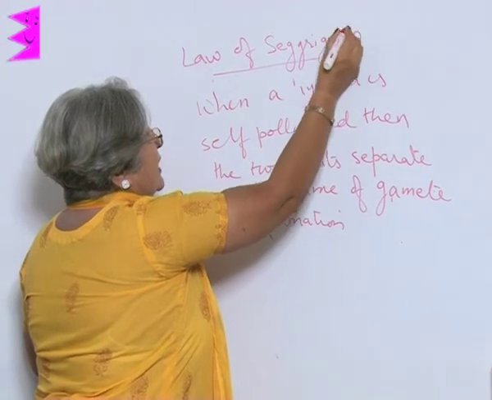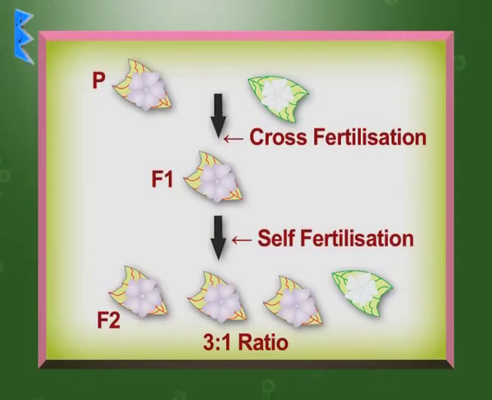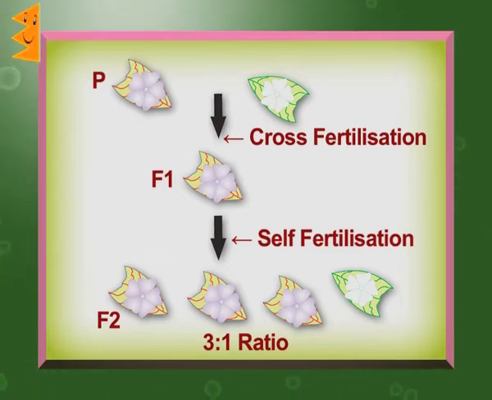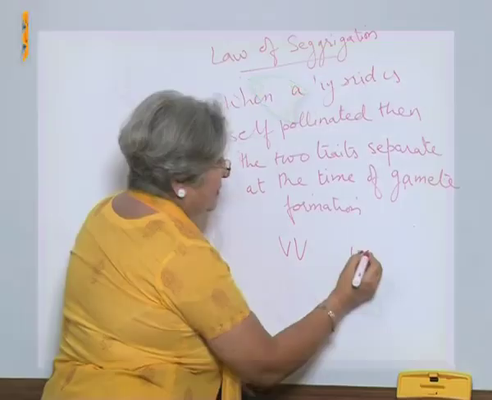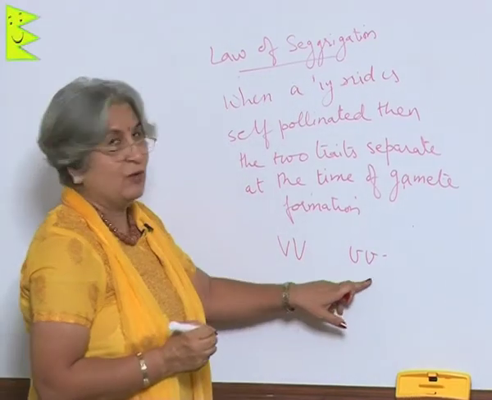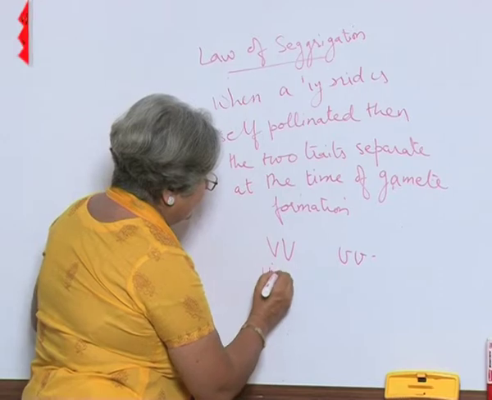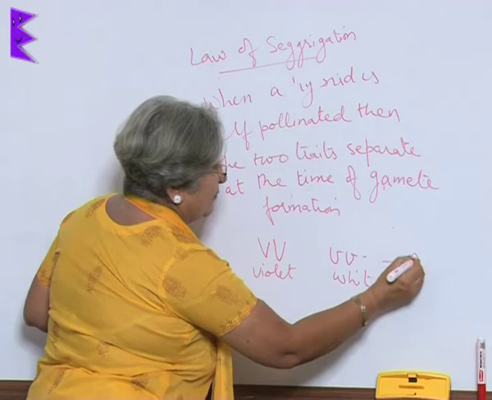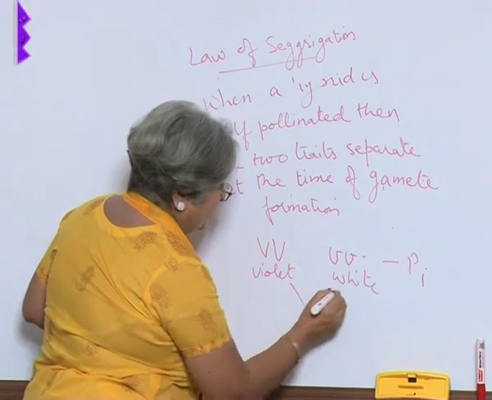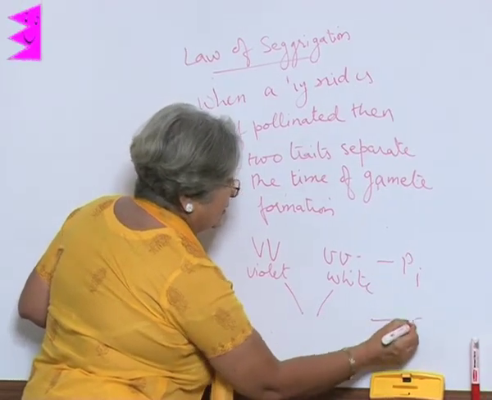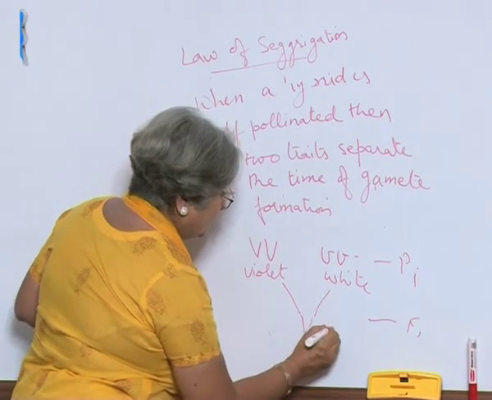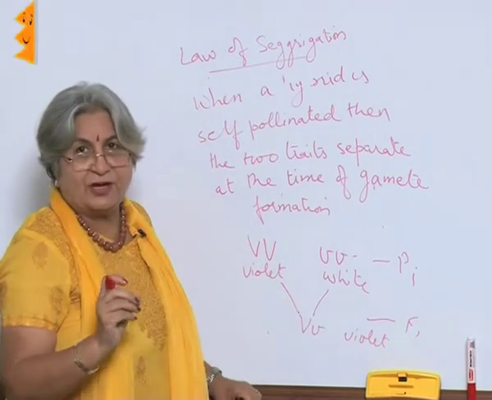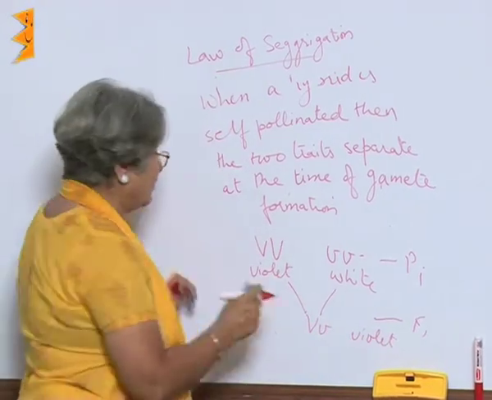This can also be done with a plant which has violet color flowers and white color flowers. So, it will be capital V and small v. This is violet, this is white, parent generation, F1 violet. So, which trait is dominant? Violet. It can also be with red.